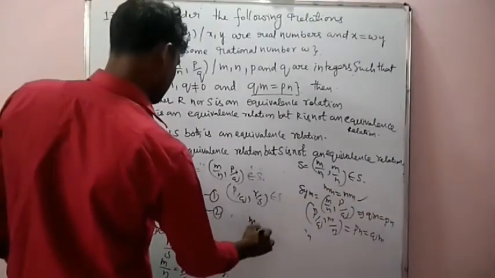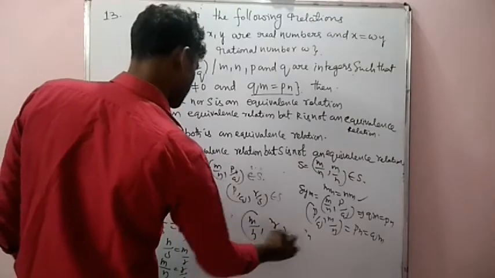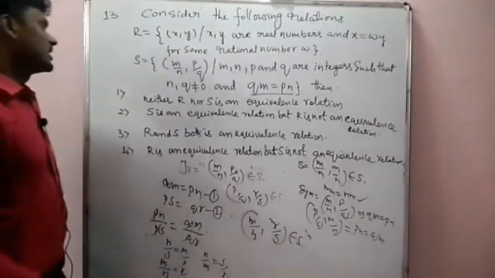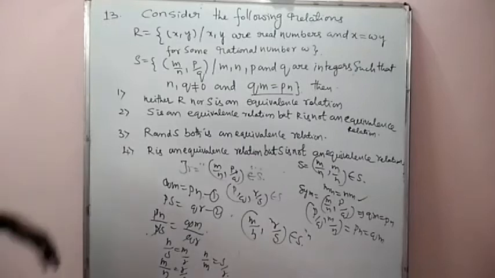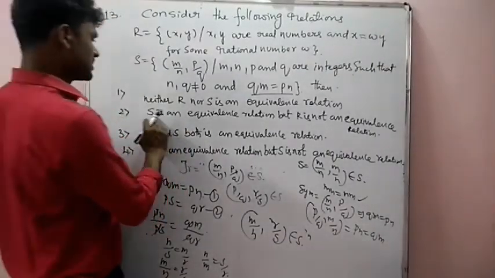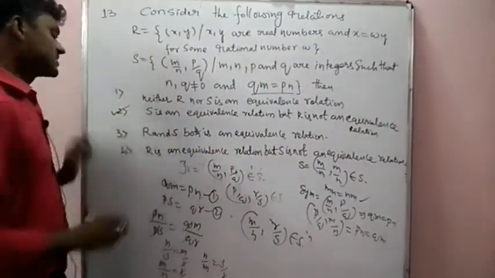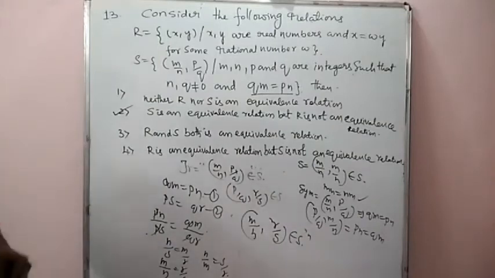Then (m/n, r/s) belongs to S. Therefore, S is an equivalence relation but R is not an equivalence relation. Which option is this? Yes, the second option. S is an equivalence relation, but R is not an equivalence relation. My answer is option 2.